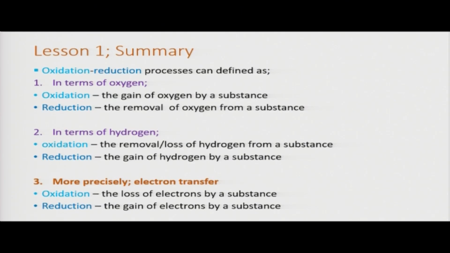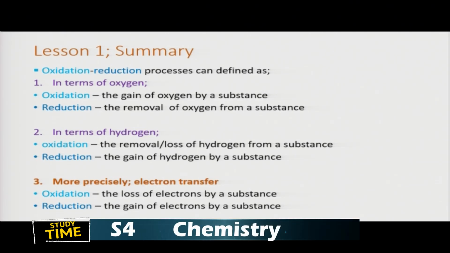So let's summarize our lesson. What did we look at? 1, oxidation. You can define it in terms of oxygen or hydrogen. In terms of oxygen, oxidation is the gain of oxygen and reduction is the removal of oxygen. In terms of hydrogen, oxidation is loss of hydrogen and reduction is gain of hydrogen. In terms of electrons, which is the most precise because it goes deeper into what exactly happens, oxidation is the loss of electrons and reduction is the gain of electrons.